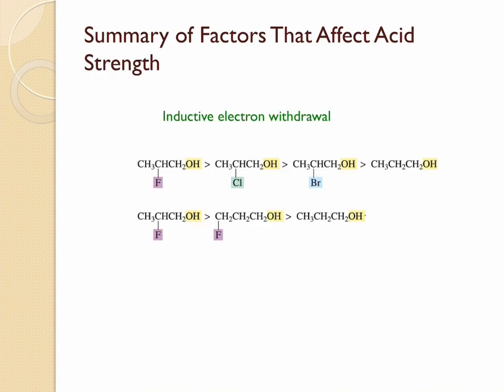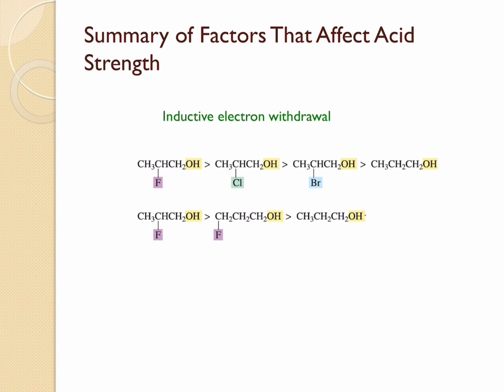Inductive electron withdrawal affects the strength of the acid by pulling the electrons through the sigma bond. Okay, when this hydrogen has been lost, these electrons are going to go on to the most electronegative fluorine atom, thereby stabilizing the conjugate base. And if the conjugate base is stabilized, then the acid that it started from should be a strong acid.